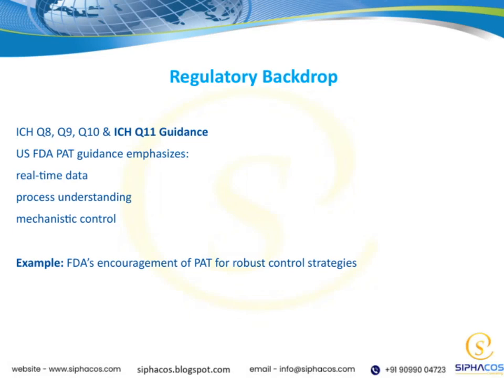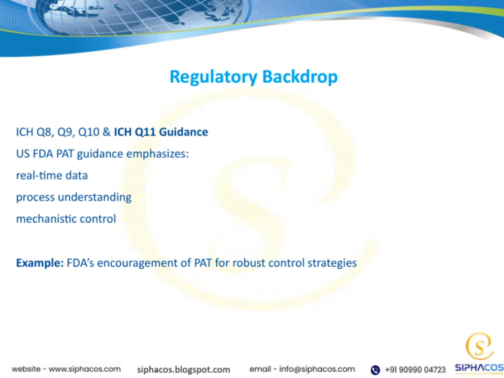Here, we see references to key ICH guidelines, Q8, Q9, Q10, and Q11, which provide a comprehensive framework for pharmaceutical development and manufacturing. These guidelines emphasize the importance of understanding the processes we use and ensuring product quality through science-based controls. Specifically, the US FDA's Process Analytical Technology, or PAT, guidance highlights some critical concepts.